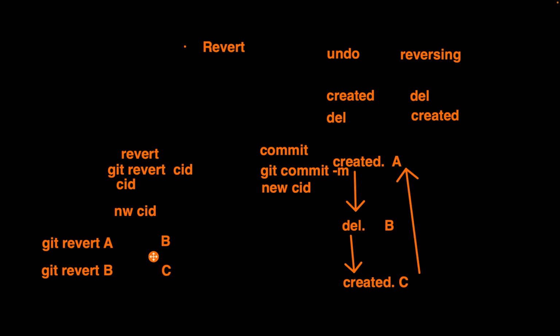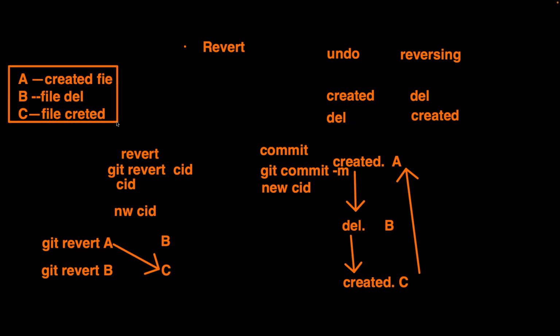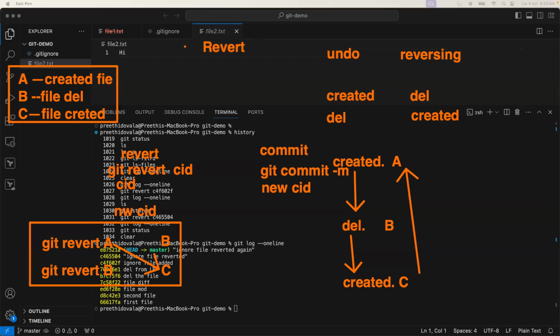C is the same as A. Same as A means the state is the same. Let's say in the first commit ID, you have the file created. There is commit B, file deleted. There is commit C, again file created. Now refer to these two: A and C are the same state, the file is back. That's what we also did hands-on.